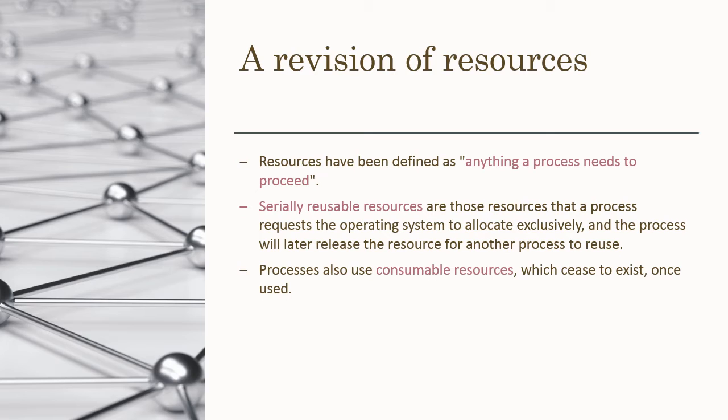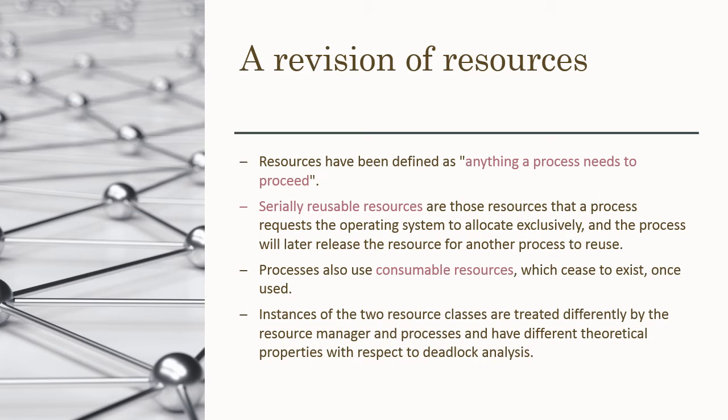Processes also use consumable resources, which cease to exist once used. For example, when a process blocks on a read operation that is attempting to read the next character from a keyboard, then the character is needed by the process in order to proceed. However, once the process acquires the character, it will never release it. So the process will consume the character. Instances of the two resource classes are treated differently by the resource manager and processes and have different theoretical properties with respect to deadlock analysis.